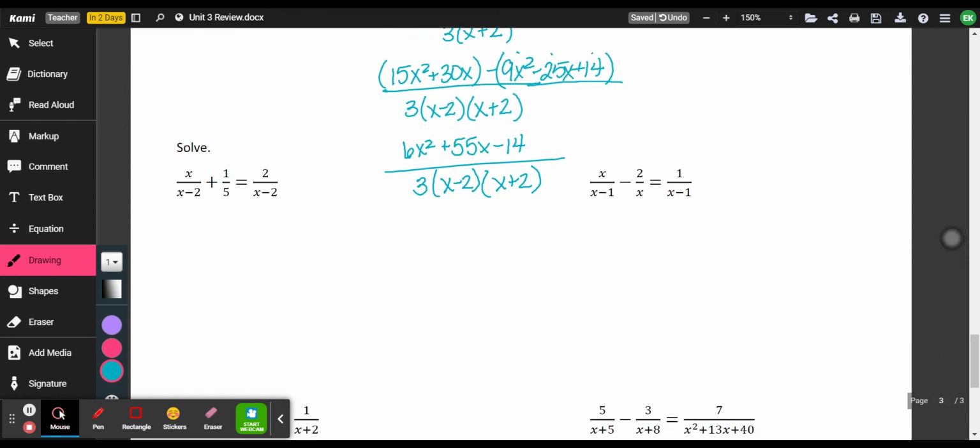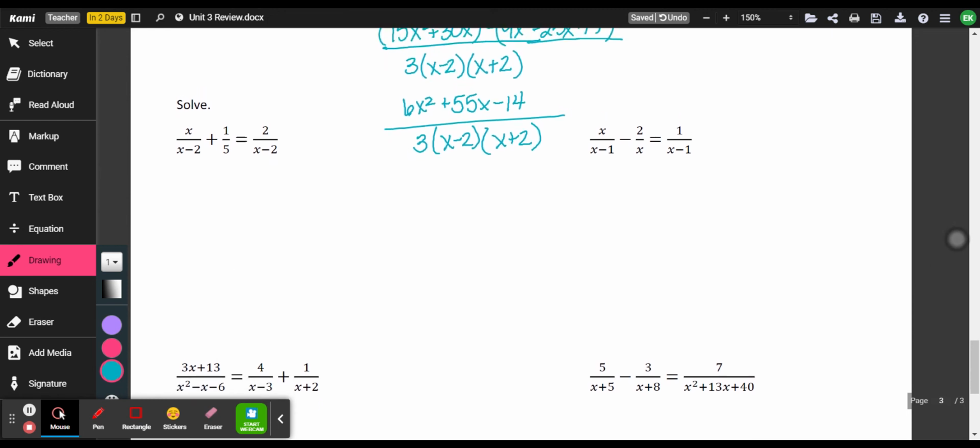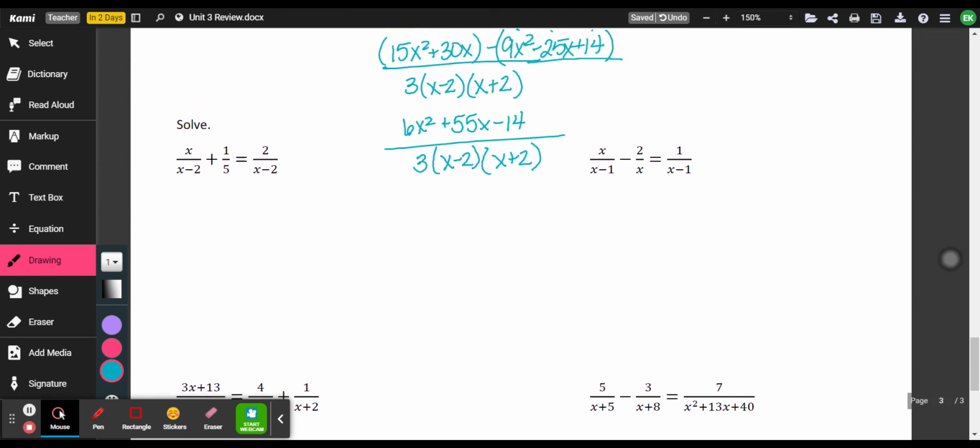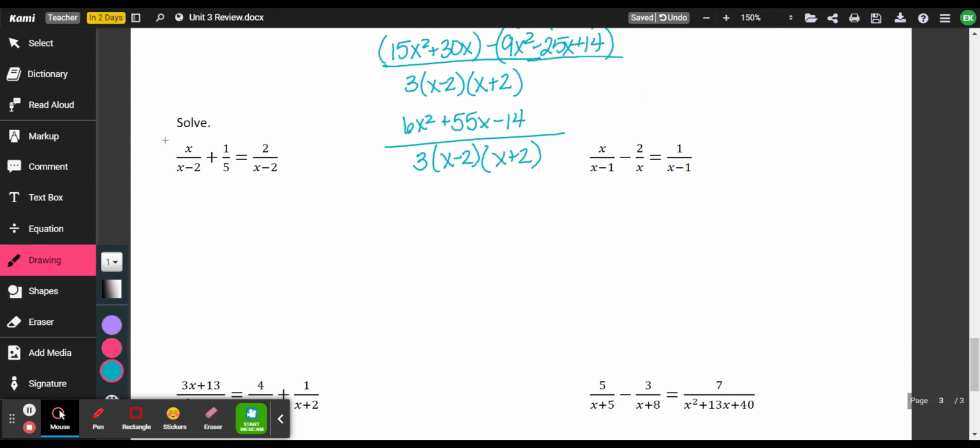Okay, coming down to solving. Solving is a lot like adding and subtracting in that we have to find the common denominator and multiply by it. So looking at this first one here, again, I'm going to take the different pieces, and my common denominator is going to be a 5 and an x minus 2. Which means that the first fraction, I'm going to multiply by 5.